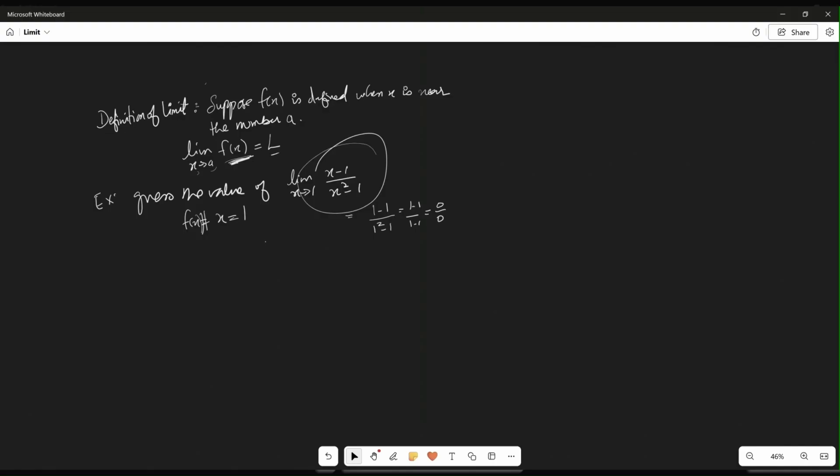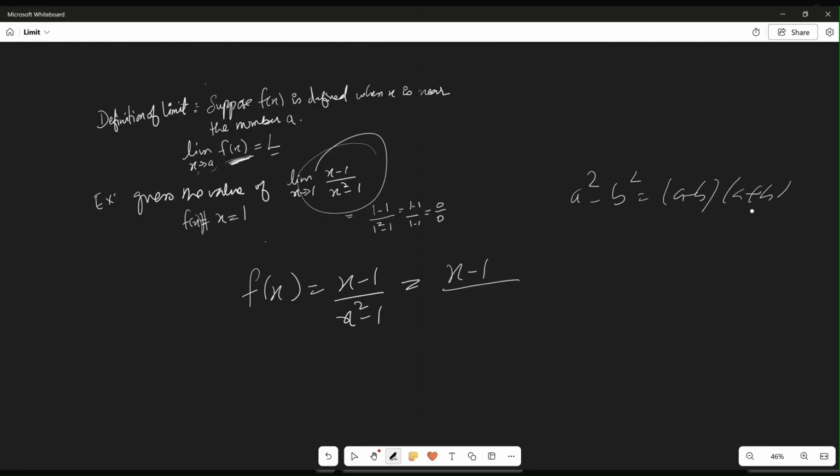If I try to simplify this algebraic expression, we already know that there's an algebraic formula, a squared minus b squared. We can apply that formula here: a squared minus b squared equals (a minus b)(a plus b). So as you already know, we can cancel these out, and we're left with 1 over x plus 1.